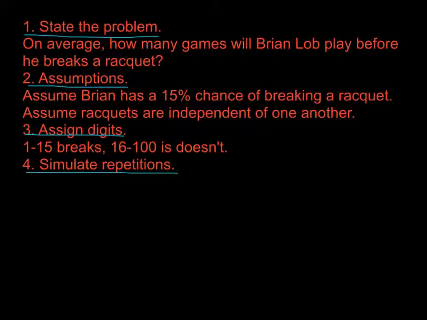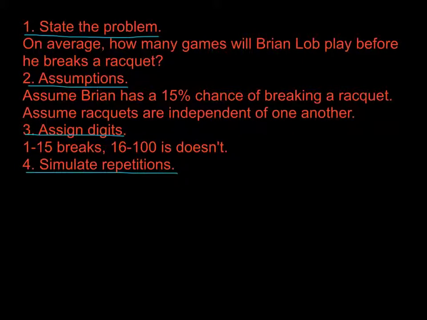So if a racket breaks quickly, the next one is not guaranteed to last longer, so they don't affect one another in that way. In order to assign digits, I'm going to show you how to use the random integer function on your calculator to do this. So I don't need to come up with anything fancy like I do for the random digit table. I'm just going to say 1 to 15 is that it breaks, and 16 to 100 is that it doesn't. And that's going to give us our total of 100%, where 15% of them are breaking a racket.